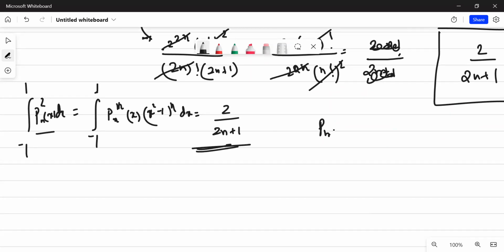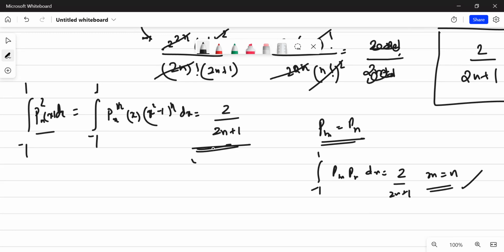So if your Pm is equal to Pn, then minus 1 to 1 Pn square would be equal to 2 upon 2n plus 1 if your m is equal to n. Is that clear or not clear? Agree. Okay, so this sums up your orthogonality property. We'll do a few questions now.